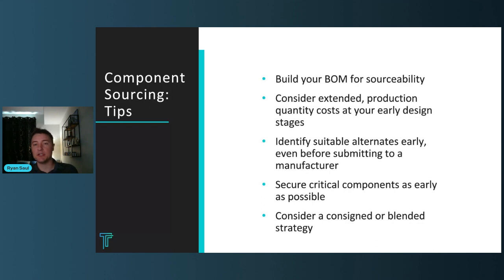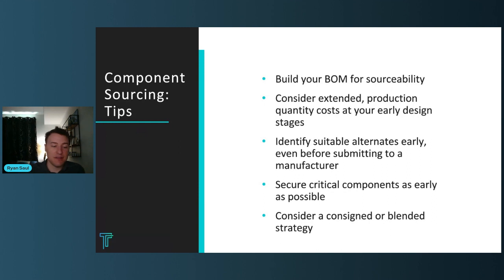As I mentioned, consider extended production quantity costs at your early design stages. Identify suitable alternates early before submitting to a manufacturer. Our most experienced and successful customers will often submit a bill of materials that has multiple alternate components already displayed on it, so that if between the design completion and the design purchasing stage some components go in and out of stock, that's okay. You already have alternates on your bill of materials.